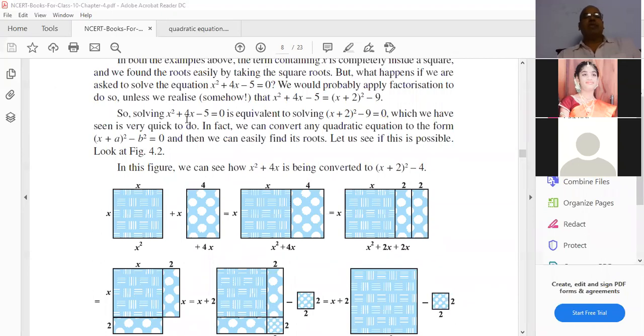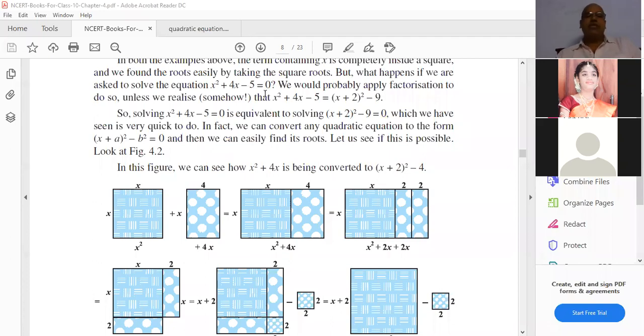Solving x square plus 4x minus 5 equal to 0 is equivalent to solving x plus 2 whole square minus 9 equal to 0, which we have seen is very quick to do. In fact, we can convert any quadratic equation to the form x plus a whole square minus b square. Then you can easily find its roots. That's why we have to convert the given quadratic equation into the form of a plus b whole square or a minus b whole square.